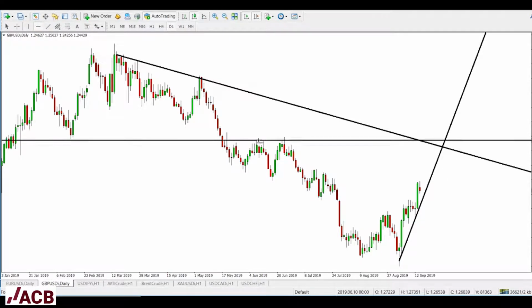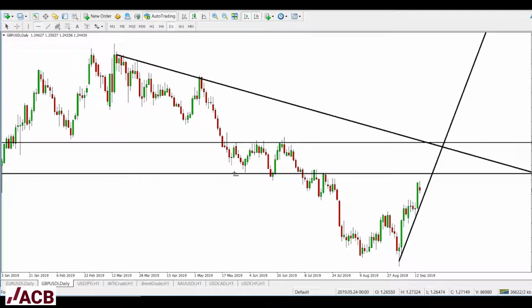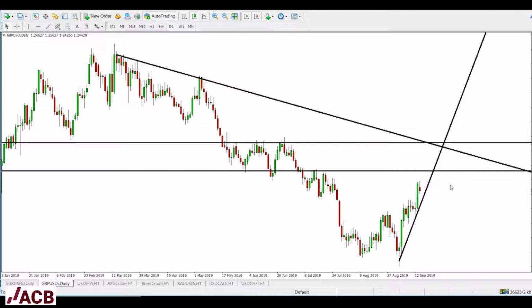Also, if we level up this level here, you can see that we had multiple structure here as well as here. So these could be potential levels of resistance coming into this uptrend here in the context of this overall strong down push.